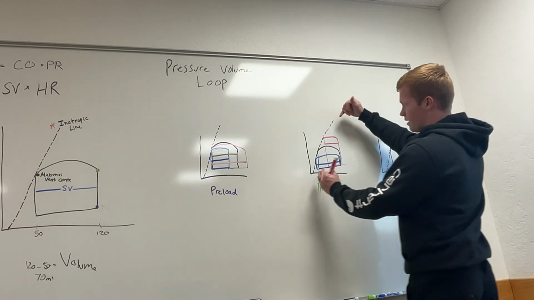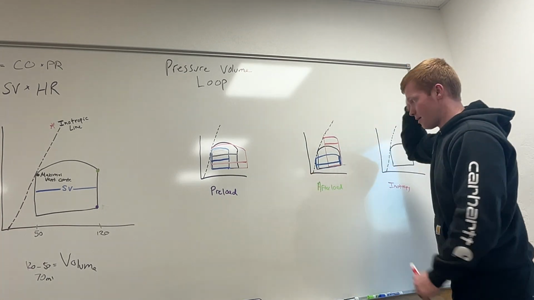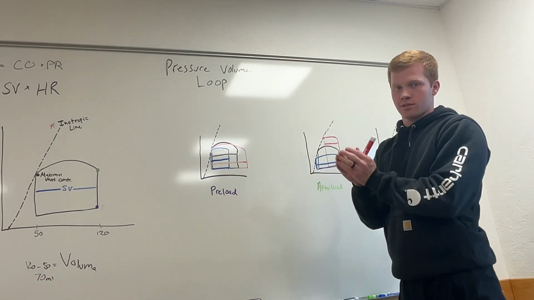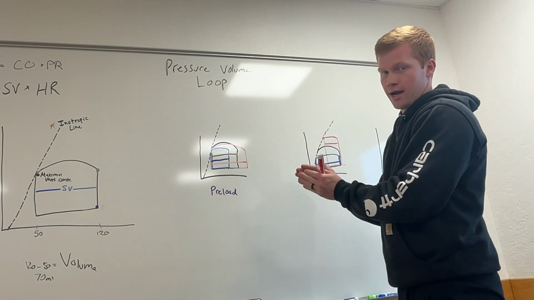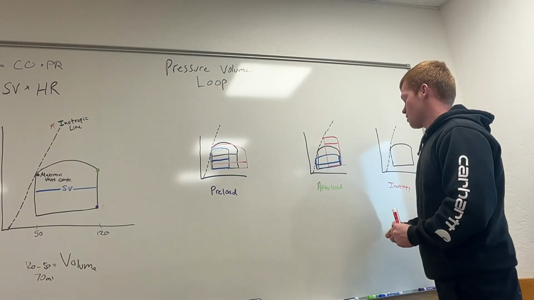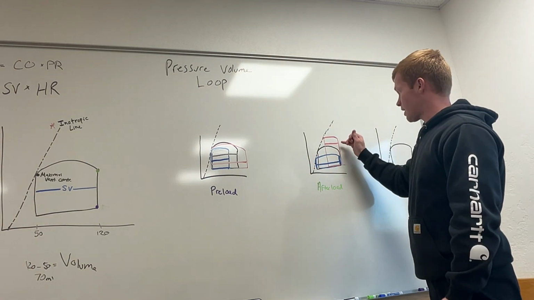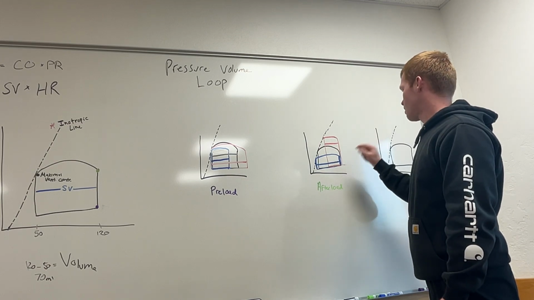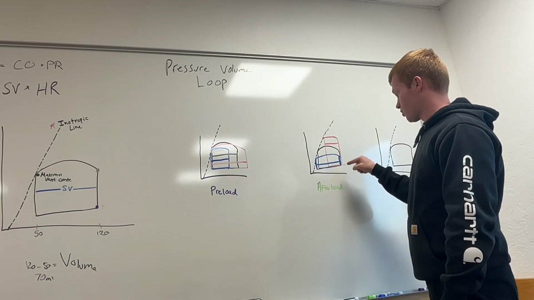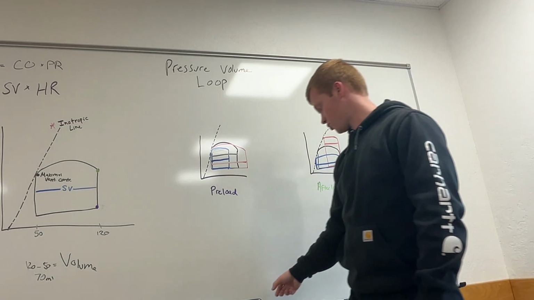And you can see the inotropic line is our guide here, and this is if we have the same amount of contraction from the ventricle. But as you can see, increasing afterload decreases our stroke volume, decreasing afterload increases our stroke volume.